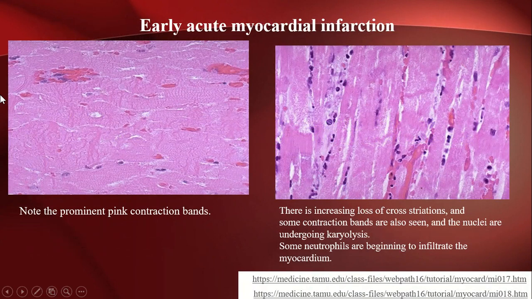In this slide, we see with you the early acute myocardial infarction. Here you see the prominent pink contraction bands. And this is the increasing loss of cross striations. Some contraction bands are also seen, and their nuclei undergo karyolysis, and some neutrophils we can find between the cardiac muscle cells, infiltrating into the myocardium.